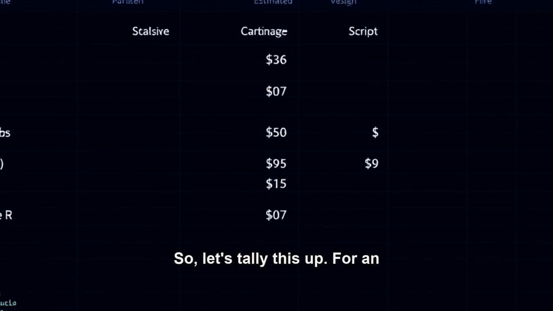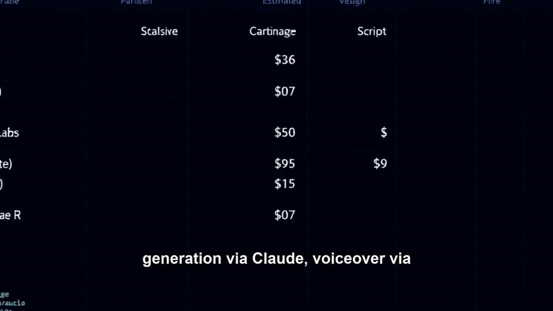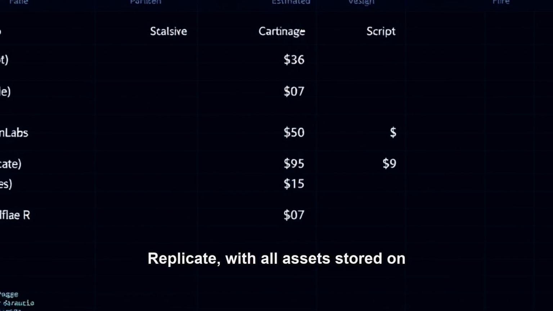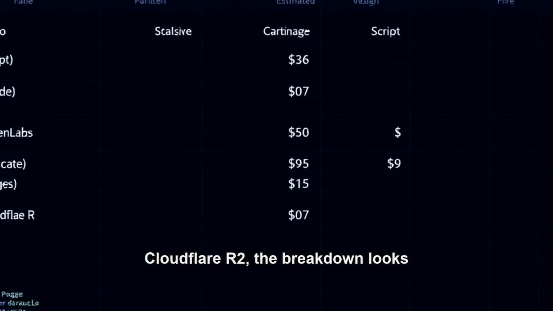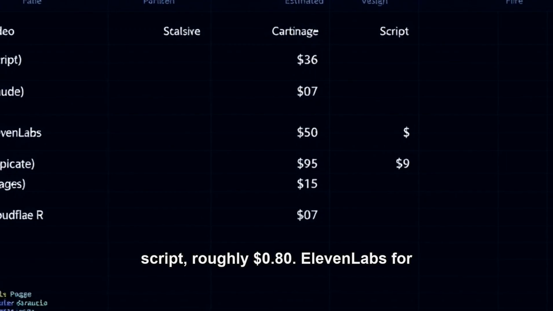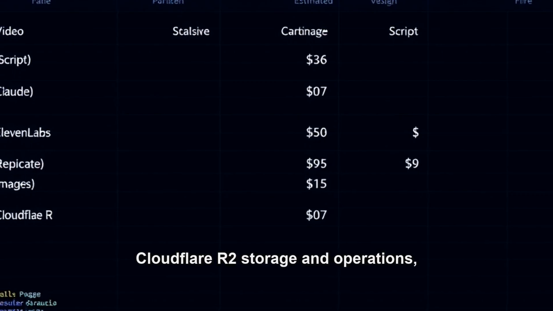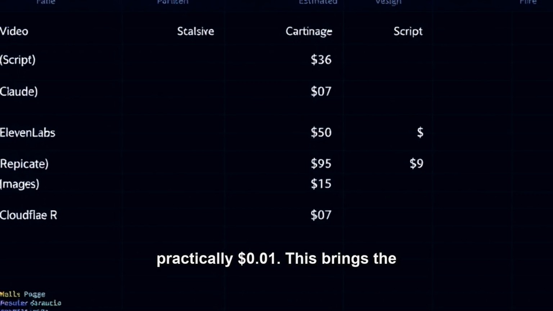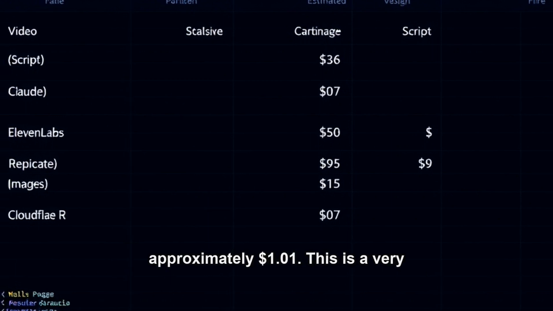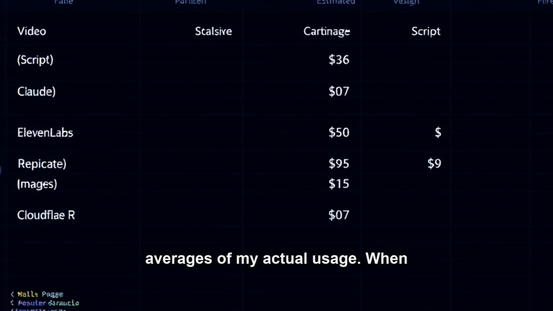So, let's tally this up. For an average video, which includes script generation via Claude, voiceover via ElevenLabs, and image generation via Replicate, with all assets stored on Cloudflare R2, the breakdown looks something like this. Claude for the script, roughly $0.80, ElevenLabs for the narration, around $0.10, Replicate for images, about $0.10, and Cloudflare R2 storage and operations, practically $0.01. This brings the total per video API cost to approximately $1.01. This is a very precise number based on weighted averages of my actual usage.